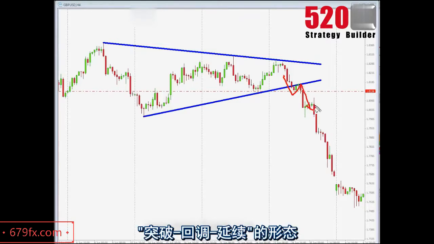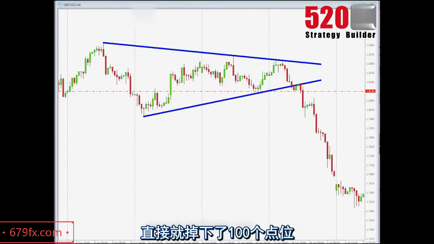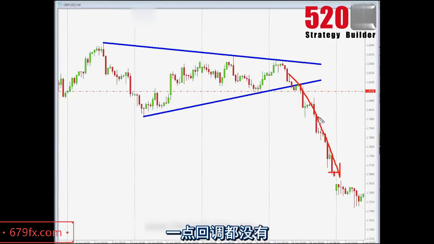All right, sometimes price simply plummets through, drives through the triangle boundaries, and it just simply moves 100 pips without giving any pullback whatsoever. But that's the cost of being conservative. At the end of the day, we gotta decide whether we want to be aggressive traders or conservative traders.